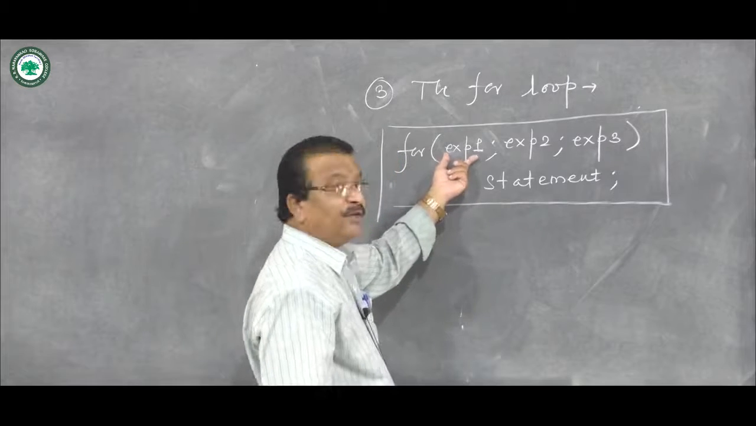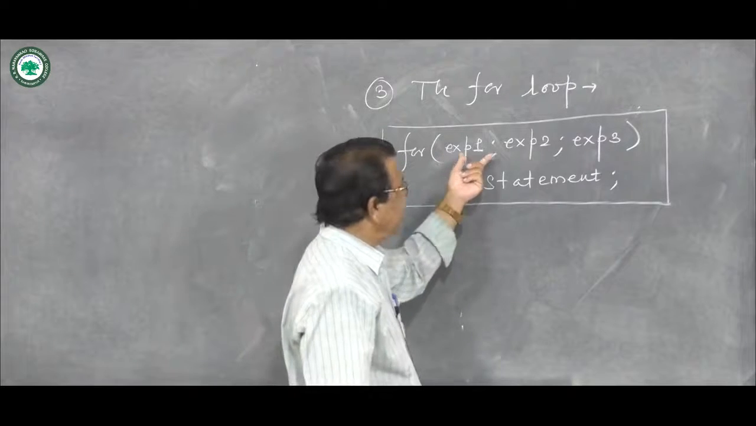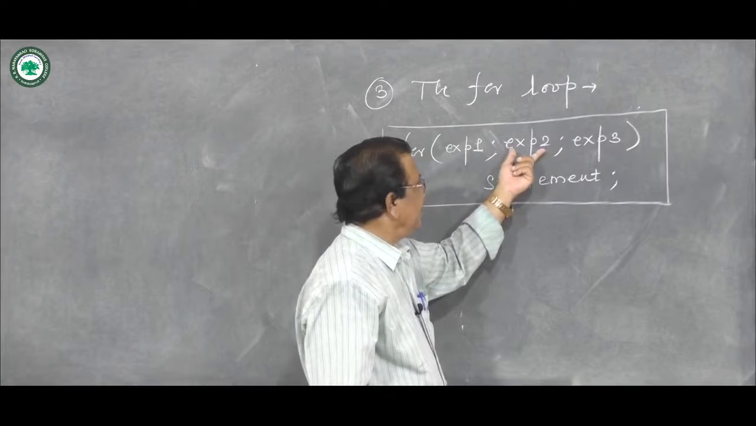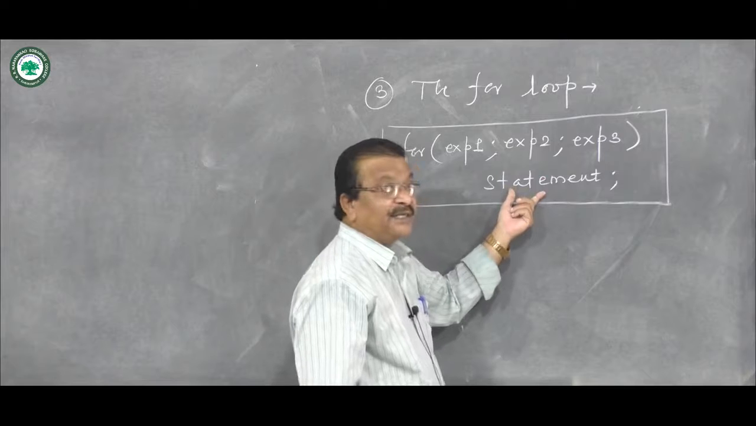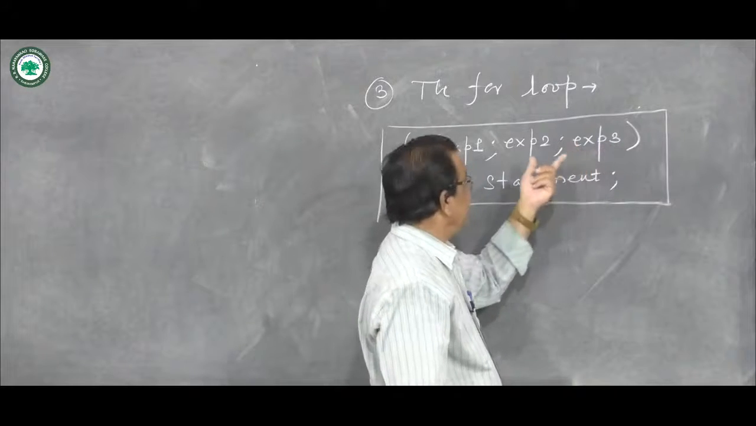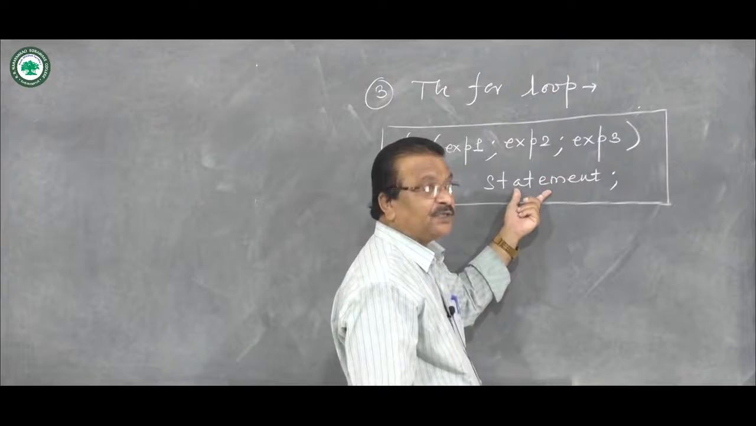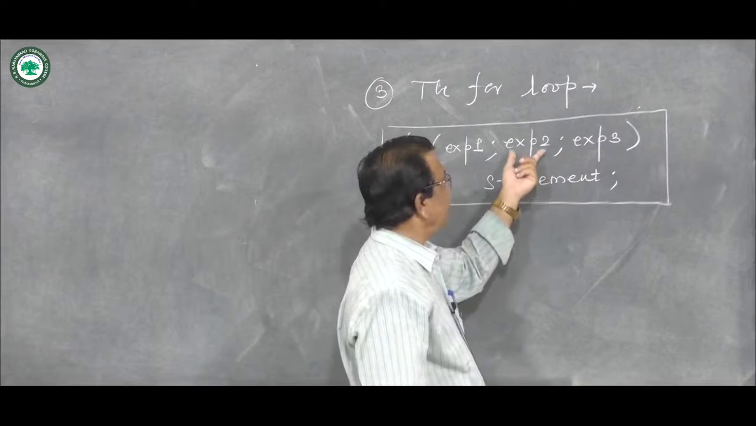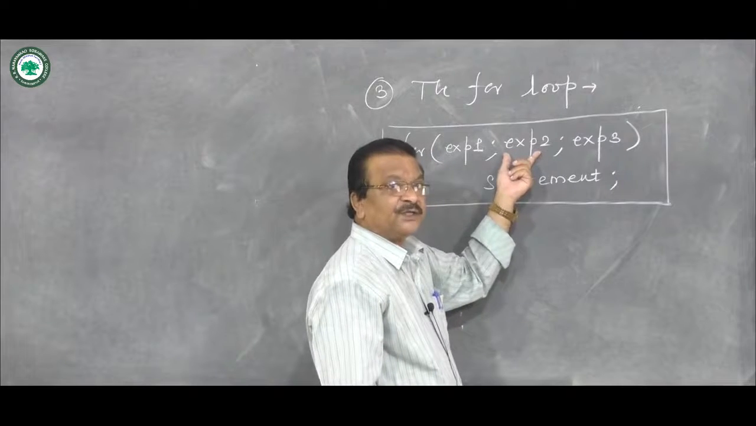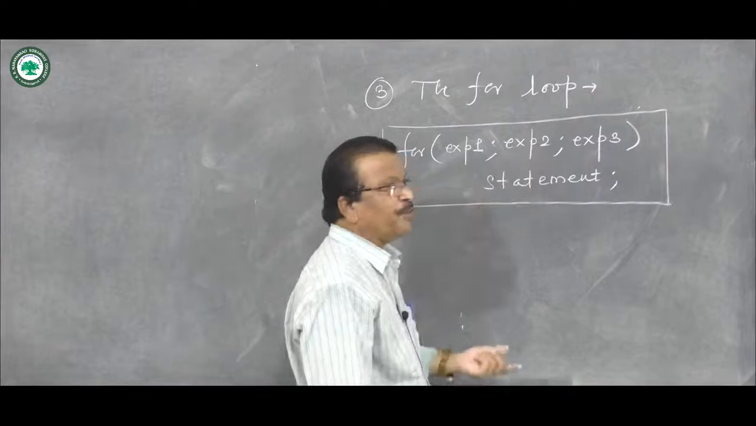Expression 1 is evaluated first. Then expression 2 is evaluated, and if it is true, then the statement is executed. Then expression 3. The statement is repeatedly executed so long as expression 2 is true, and as soon as expression 2 becomes false, the loop is terminated.